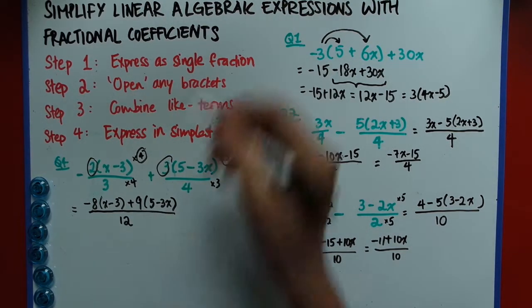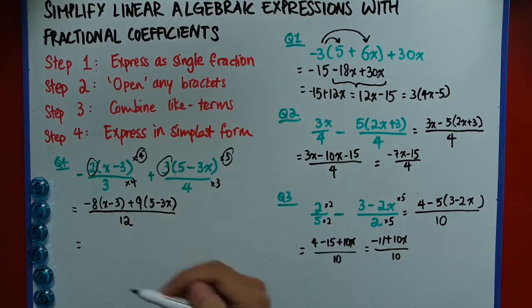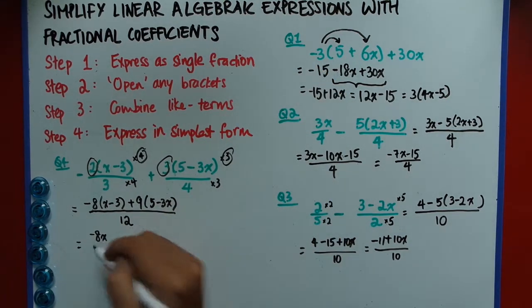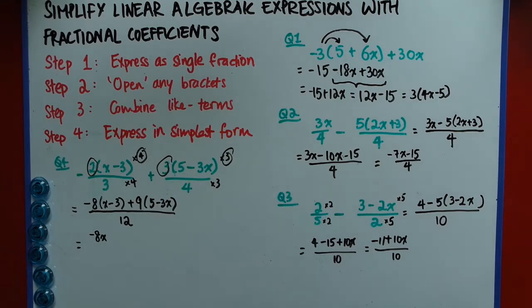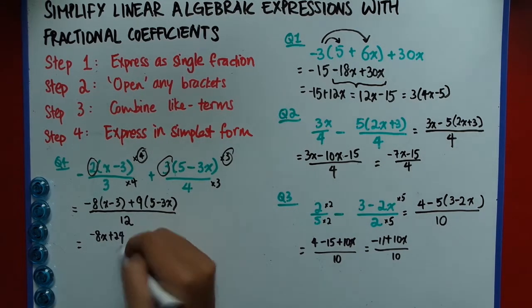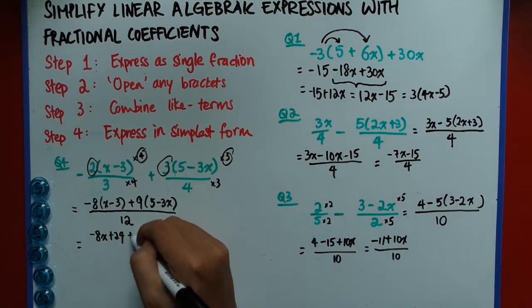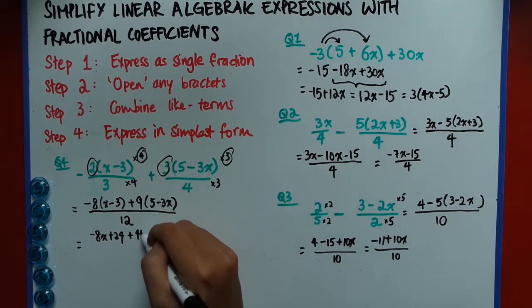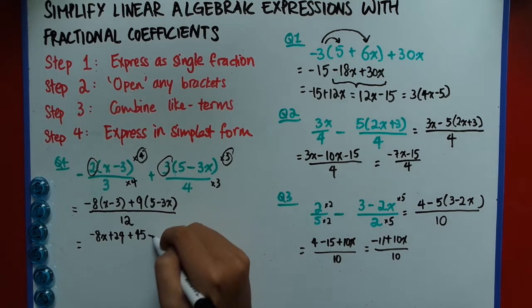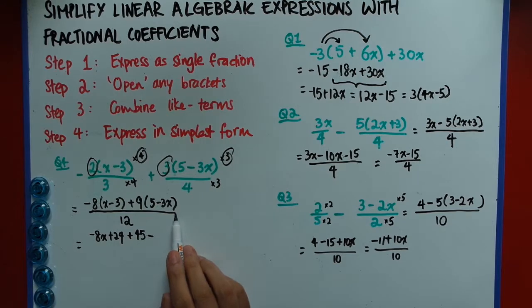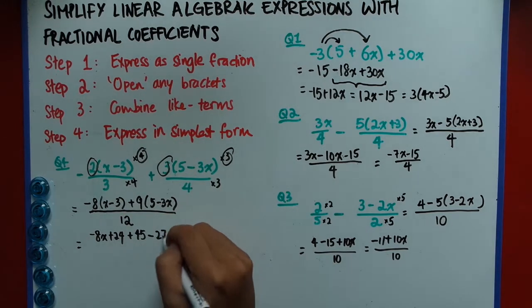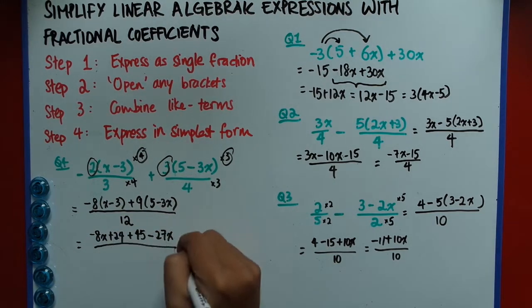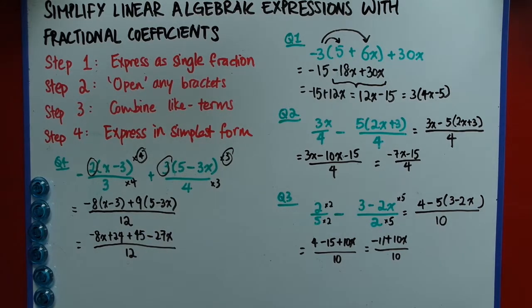So the next step, open any brackets. I got minus 8x, minus times minus, so it's plus 24. Plus 9 times 5, which is 45. Now I have to minus again. Minus 9 times 3, which is 27x, over 12.